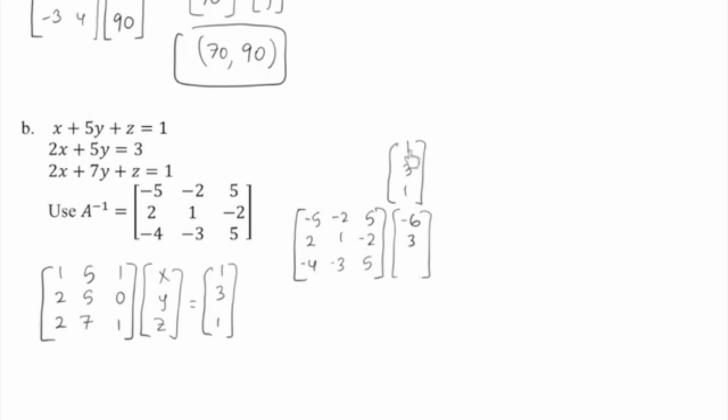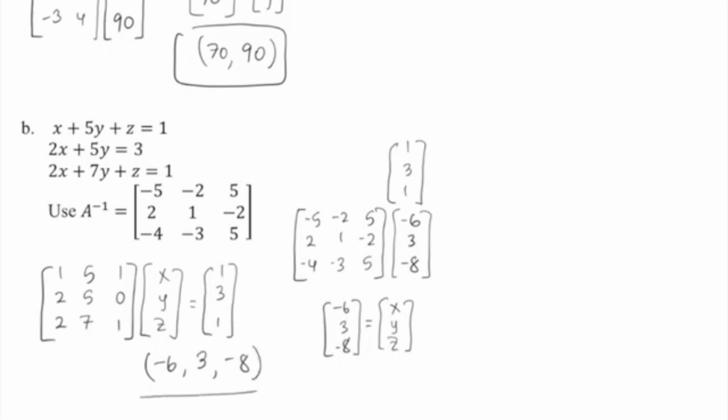Finally, we have this row to that column. So that makes -4, makes -9, that makes +5. So -4 and -9 make -13. -13 plus 5 is -8. So what we have here is this -6, 3, and -8 matrix is equal to our XYZ matrix, which means the solution is x equals -6, y equals 3, and z equals -8.